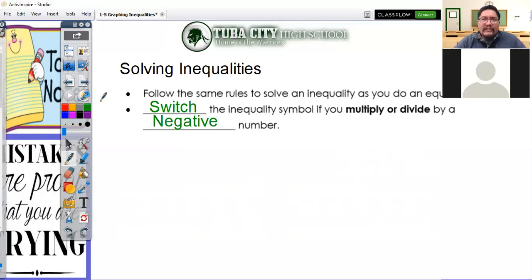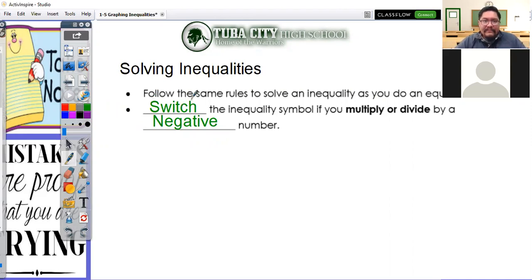Move the variable to one side, and then you have to do the addition and subtraction so that you get the x by itself. And then you would do the multiplication and division. Now again, there are some changes to that rule, but it's largely the same. But there is one difference that you would have to watch out for, and that is this rule here.